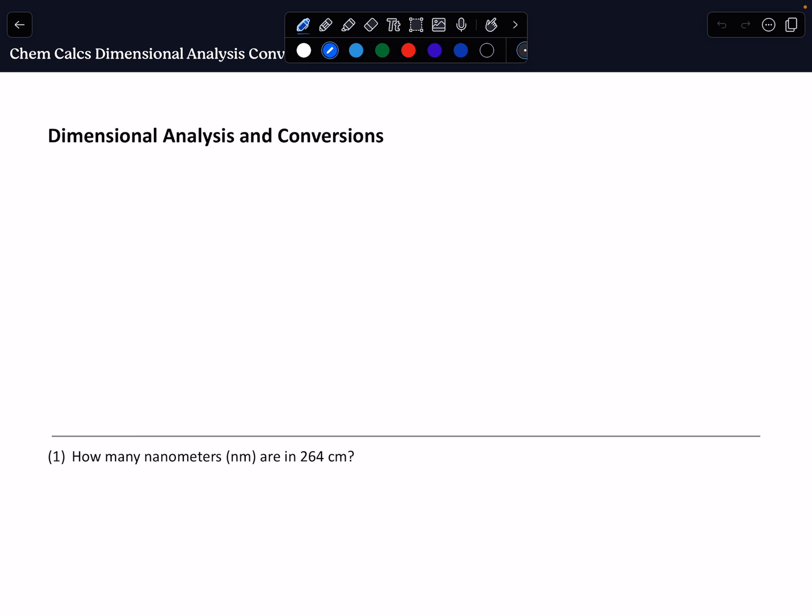This screencast is going to deal with dimensional analysis and how to use unit equalities as conversion factors for problem solving. All right, so let's start with this idea of dimensional analysis.